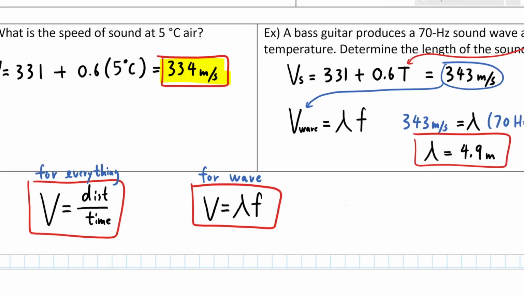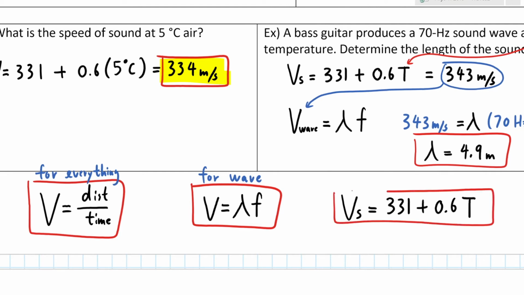Today, we pick up another one, which is the speed of sound wave. Now this one works for sound only, in the air only, so 0.6 multiplied by the temperature. So this one is for sound wave only. So if you have a wave traveling on a rope, then you can use the first and the second equation, but you're not allowed to use this third one. So this one is for sound wave only.